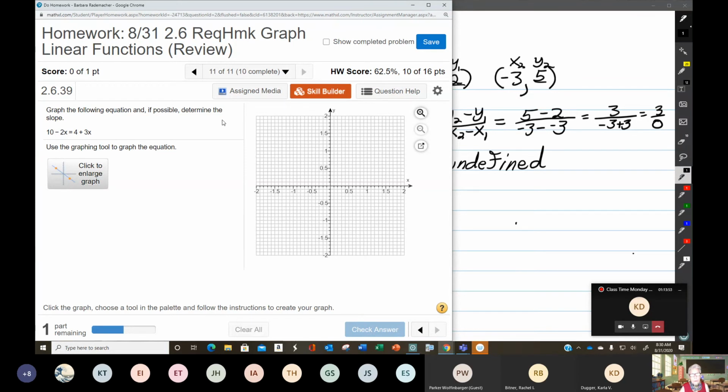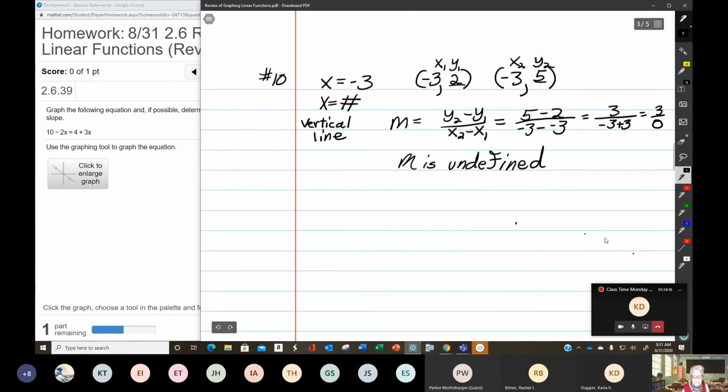It says graph the following equation and if possible, determine the slope. Well, I'm going to have to solve this. I'm going to have to get all my variables on one side, my numbers on the other. And as it is, notice that all you've got is x's and you haven't got any y's. It means it's going to be a vertical line. But let's do this. Number 11. Okay, so we start out with 10 minus 2x equals 4 plus 3x.